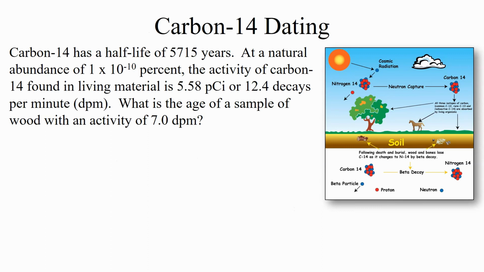Carbon-14 dating is used for things that are a little bit more recent. What's interesting about carbon-14 is it's actually naturally occurring. Carbon-14 is a product of neutron capture between nitrogen-14 and cosmic radiation. What's really interesting is the rate of decay of carbon-14 is actually equal to the rate of production of carbon-14 in the upper atmosphere by this cosmic radiation.